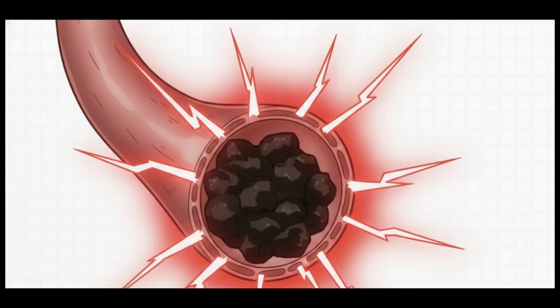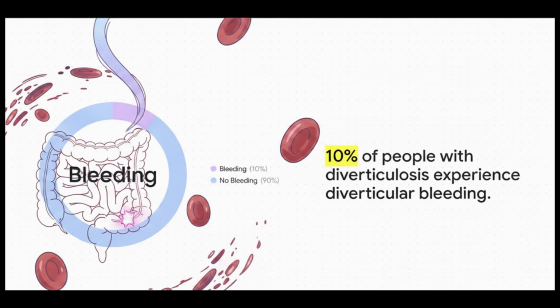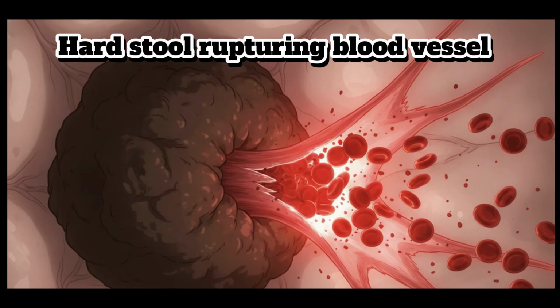In people prone to constipation, stool can get trapped in the pouches, which makes symptoms worse. About 10% of people with diverticulosis experience diverticular bleeding, which happens when hard stool passing through a pouch erodes or stretches a blood vessel until it ruptures.